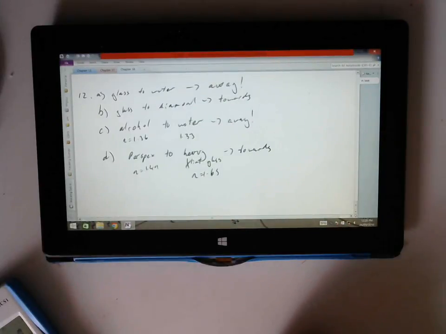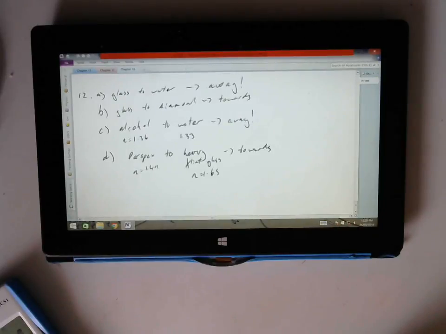Okay, so if we're going to an increase in density, we're going to end up seeing it bend towards. If we're going away from density, then we end up seeing it bend away. Let's go to the next question. Oh, I was looking at 14. Yeah, B and D, the only ones that do. 13.